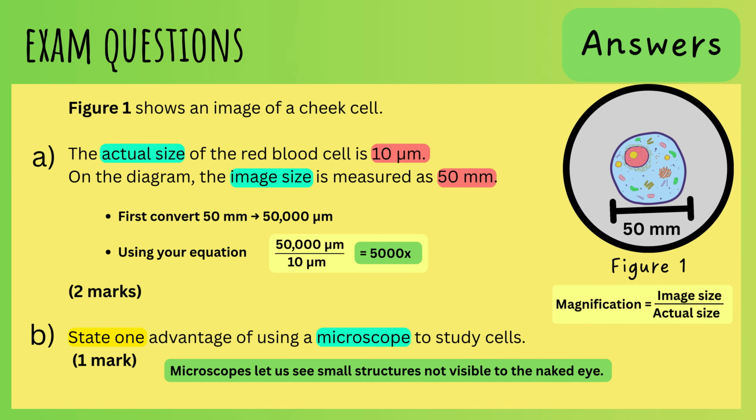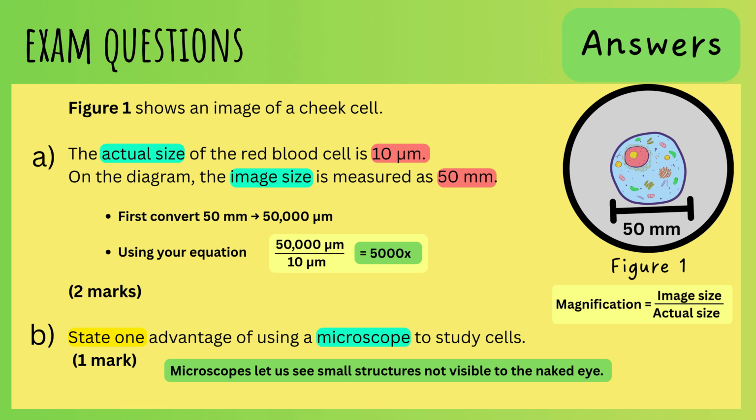And here we are. Let's check out these answers, so you can correct and try again if necessary. Question A asked us to calculate the magnification. So the actual size of the red blood cell is 10 micrometers. On the diagram, the image size is measured as 50 millimeters. So we're going to have to convert our 50 millimeters into micrometers first. And then all we have to do, remembering our AIM equation, is divide image size by actual size, and that will get you 5,000 magnification.